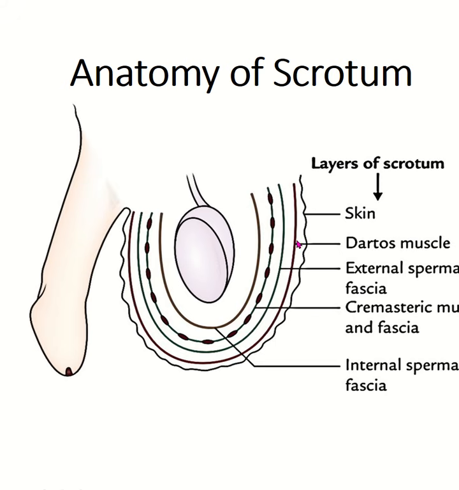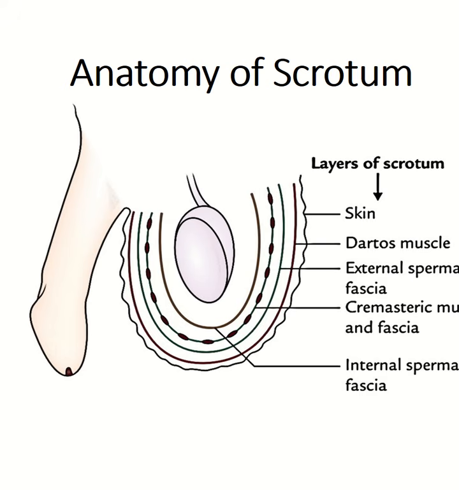The dartos muscle is a thin layer of smooth muscle beneath the skin that causes wrinkling of the scrotal skin. It helps regulate temperature by contracting in cold to reduce the surface area. The external spermatic fascia is derived from the aponeurosis of the external oblique abdominis muscle. Next, the cremasteric muscle and fascia.